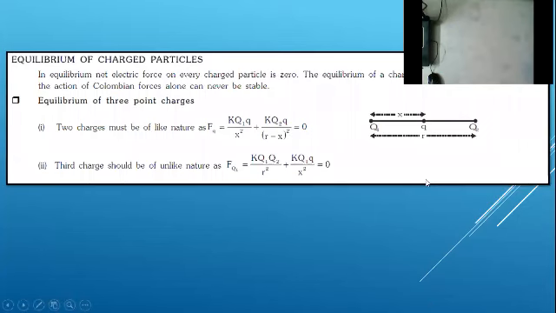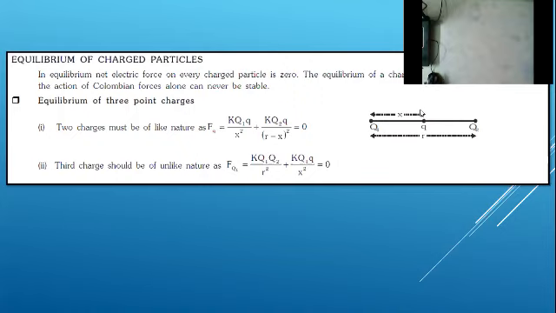Okay, guys, our next topic is equilibrium of charged particles. What do you mean by the word equilibrium of charged particles? First of all, what do you mean by the word equilibrium? Equilibrium means, if the net force acting on a body is 0, then the body is said to be in a state called equilibrium.